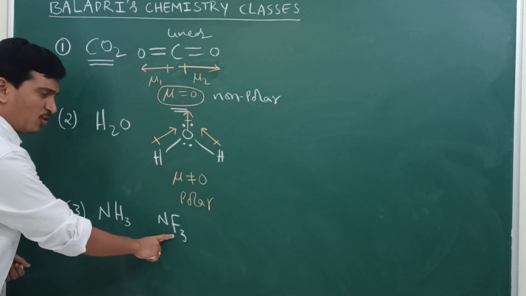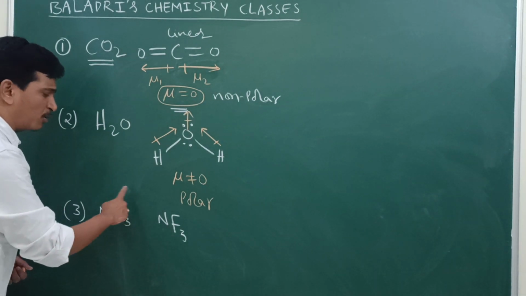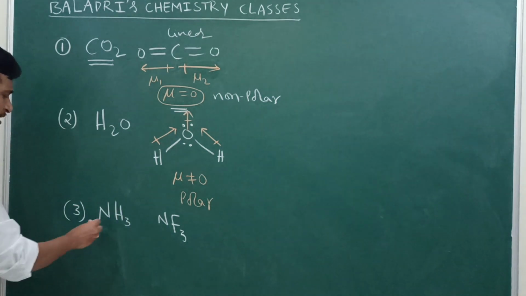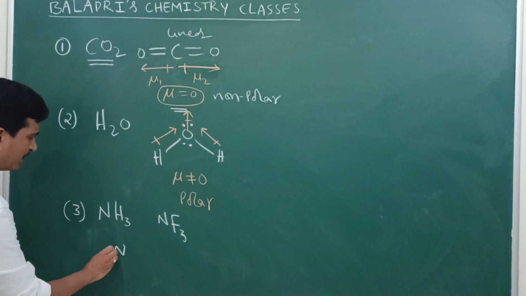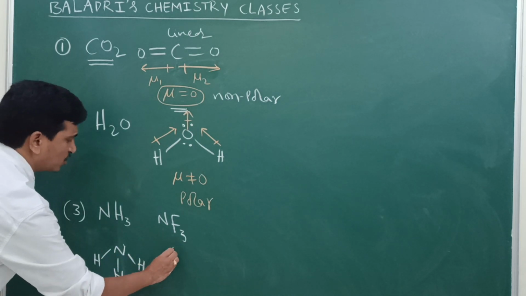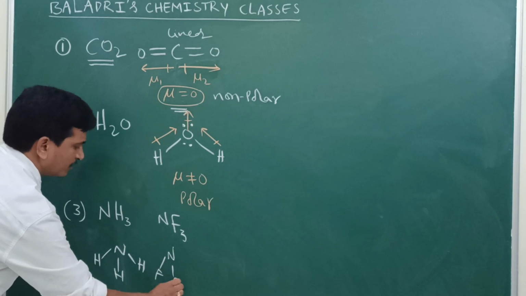Yes, fluorine is more electronegative, but the dipole moment of a molecule depends on what? The direction of the vectors. Now see the board here. The ammonia molecule is pyramidal in shape. And this NF3 molecule is also pyramidal in shape.